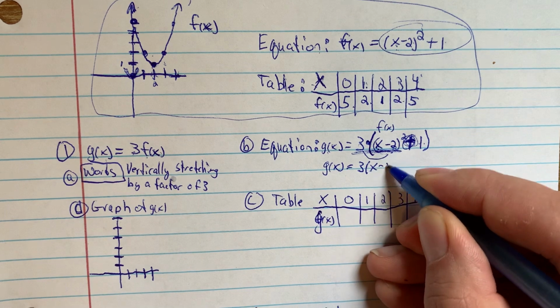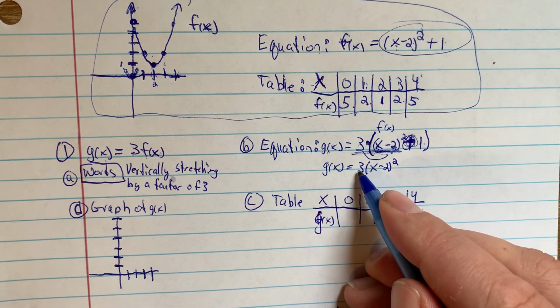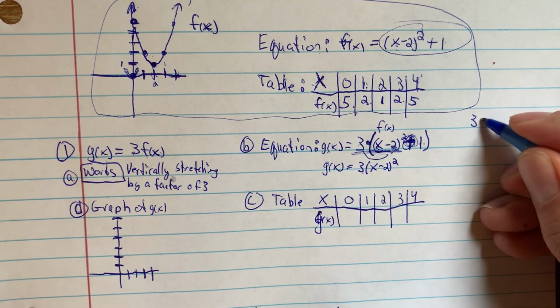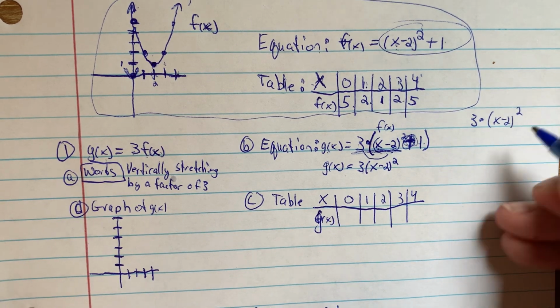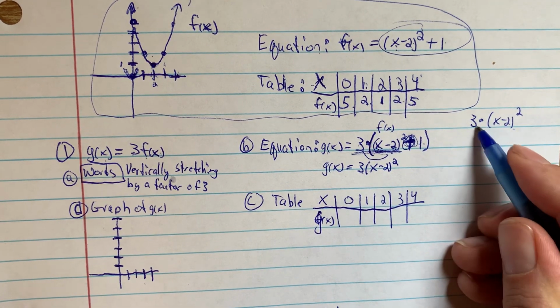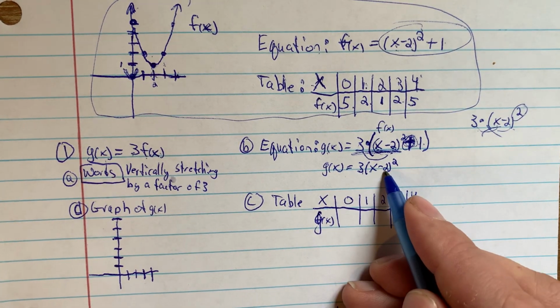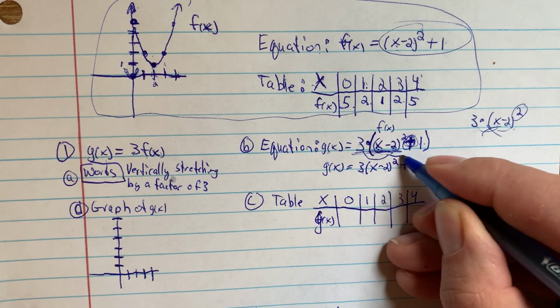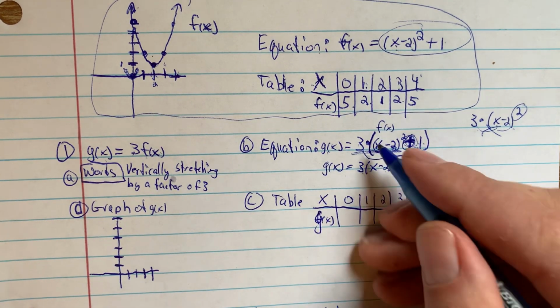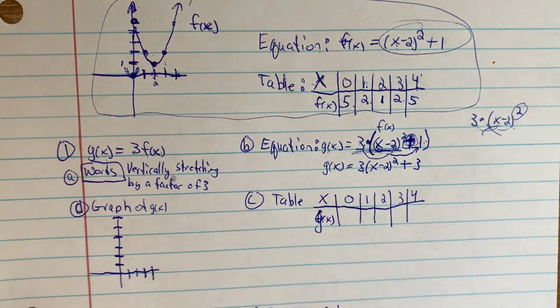3 times x minus 2 squared. We can't simplify it because this 3 cannot multiply inside of here because of the squared. So 3 times x minus 2 squared plus the 3 also needs to multiply times the 1. 3 times 1 is 3.